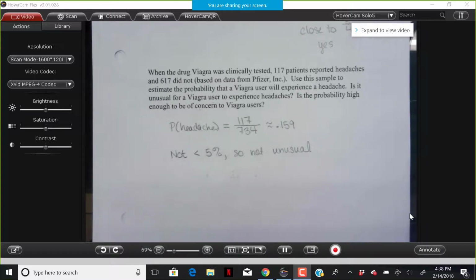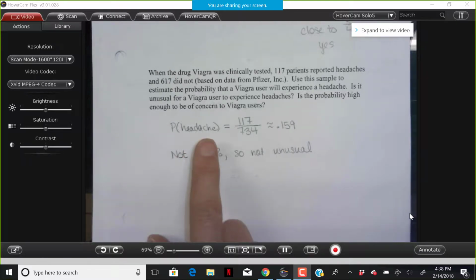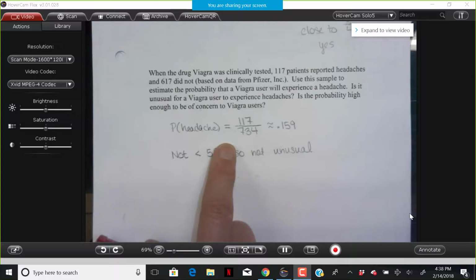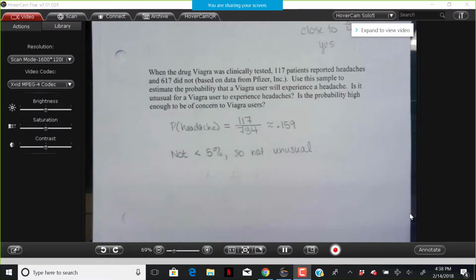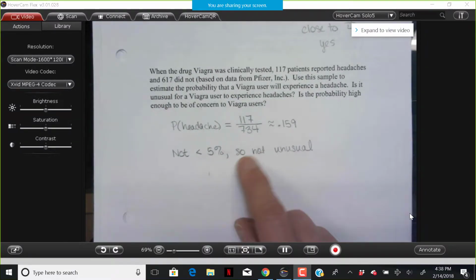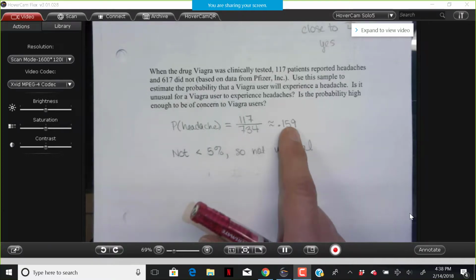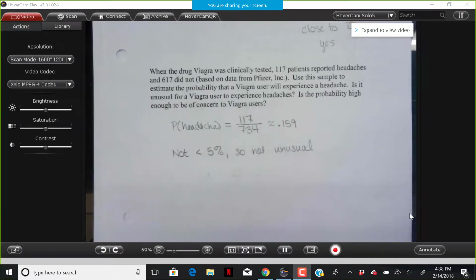Statistically significant. Would it be statistically significant? Right, statistically significant means the same as unusual, right? Practical significance would be like if the person who's a potential Viagra user would say, okay, now I'm not going to take it because I don't want to get a headache, right? That would be practical significance. Okay.